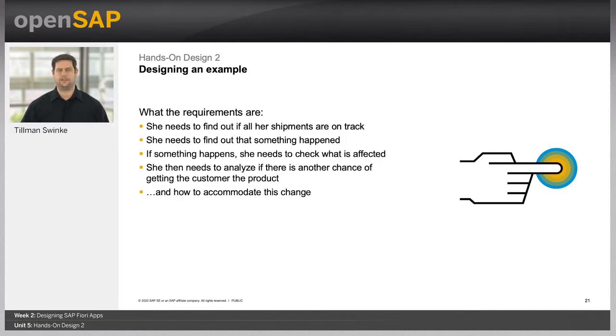So summing up, first Lisa needs to know if all shipments are on track. If something happens, she needs to know and find out what exactly is affected by that incident. Once she has learned that, she needs to see if there is a chance that the customer still can get his product in time. And at best, how to execute this the fastest way.